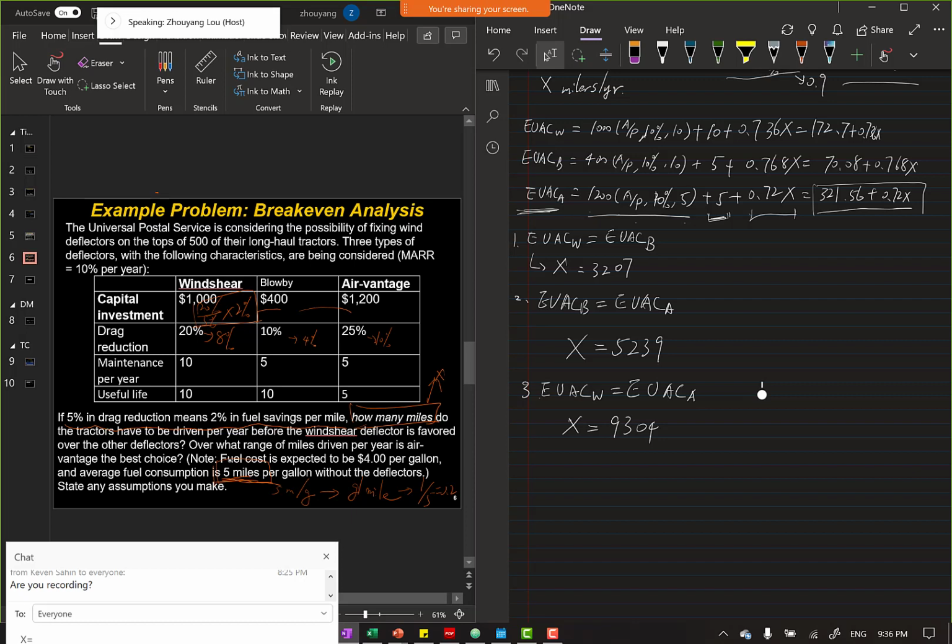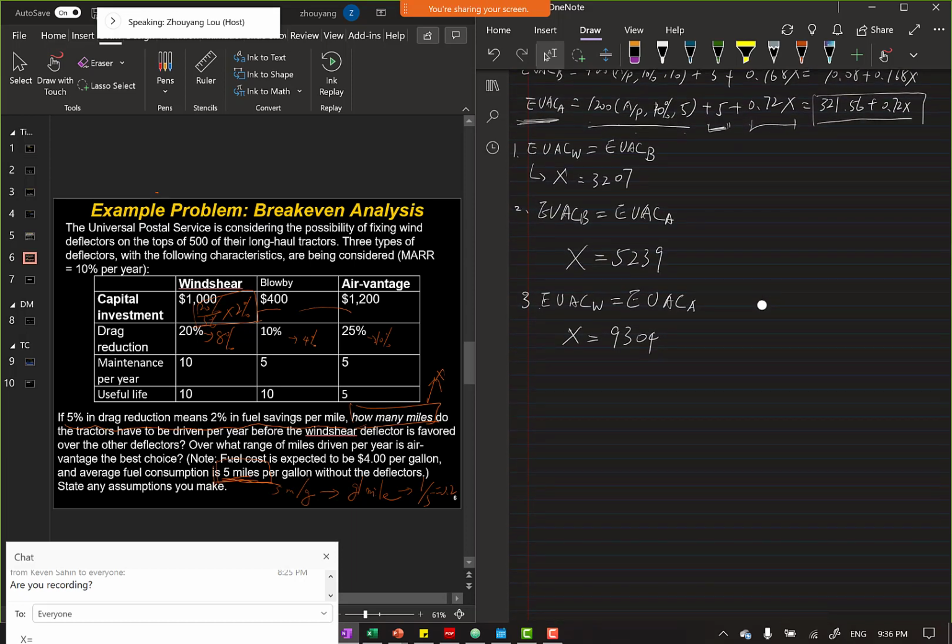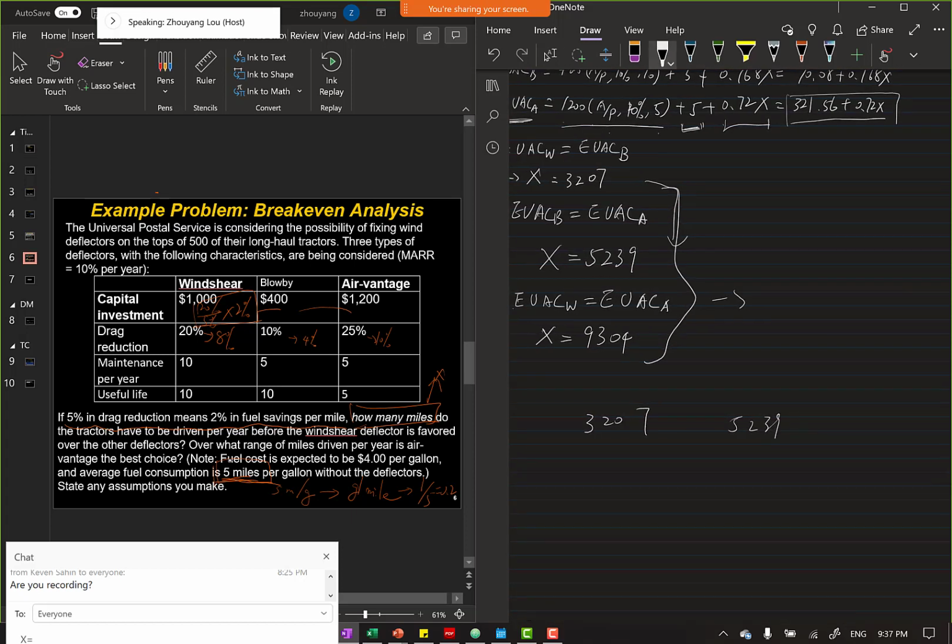We just use these break-even points to build up this range. So we have 3 points: 3207, 5239, and 9304.